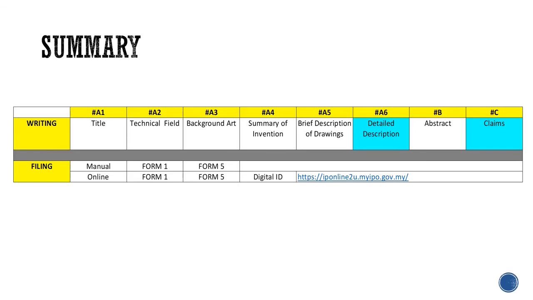And now we have arrived at the summary of today's learnings. There are three main sections in patent writing. Section A, description, title, technical field, background art, summary of invention, brief description of drawings and detailed description. Section B, abstract. And Section C, claims. To file a patent there are two ways: manual filing and online filing. Evidently, writing and filing a patent without engaging a legal advisor cannot be made any easier.